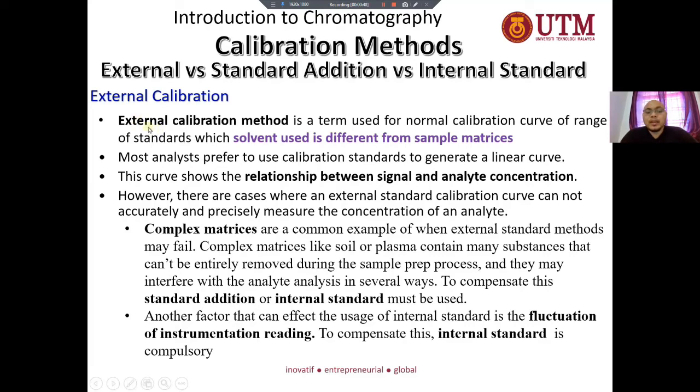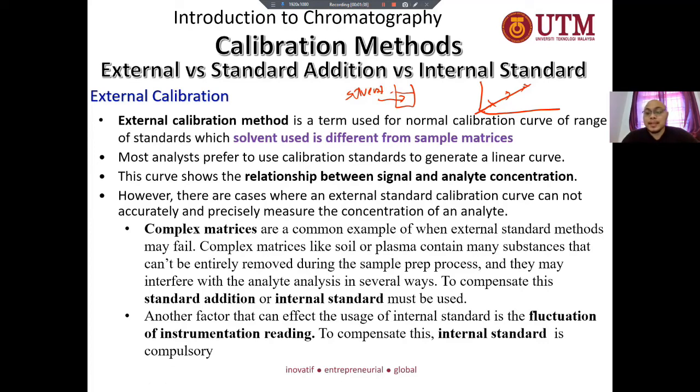The first type of calibration method is external calibration. External calibration is the most common calibration method and has been used widely in the analytical laboratory. External calibration is a term used for a normal calibration curve of a range of standards, in which the solvent used is different from the sample matrix. This means when we do the calibration curve, where we prepare our analyte, we use solvent. We don't use sample matrix to prepare our analytes.